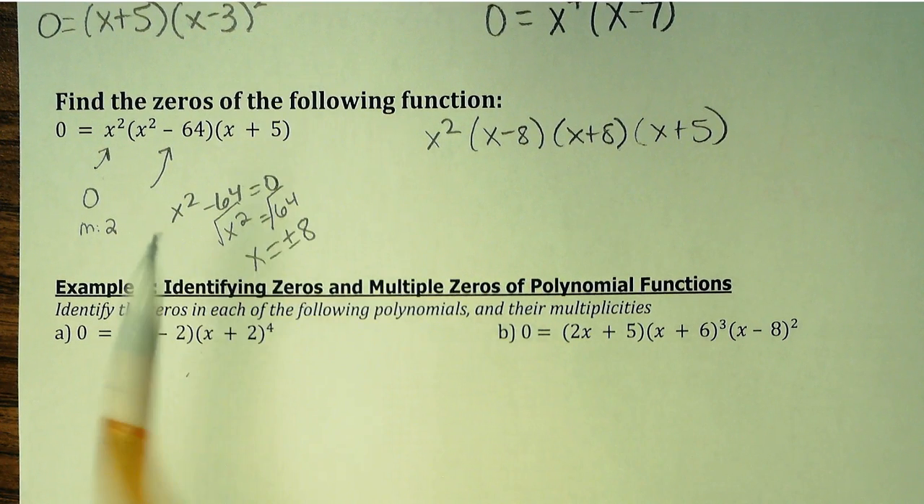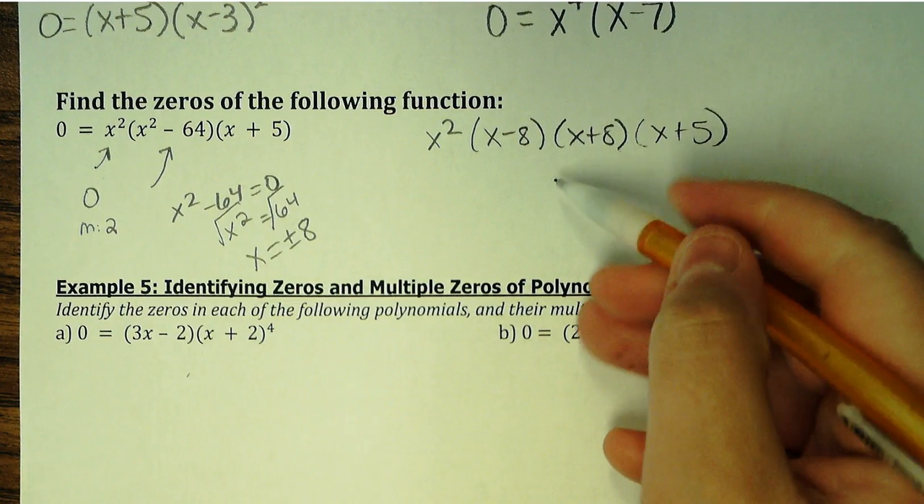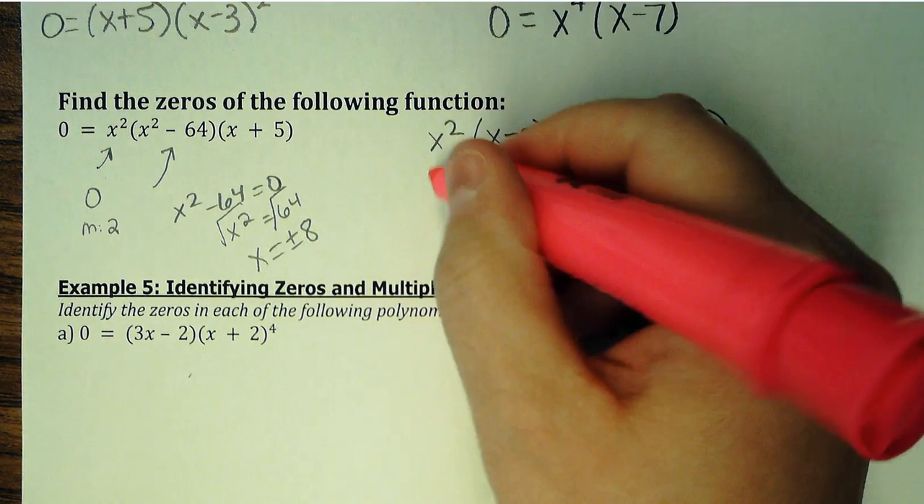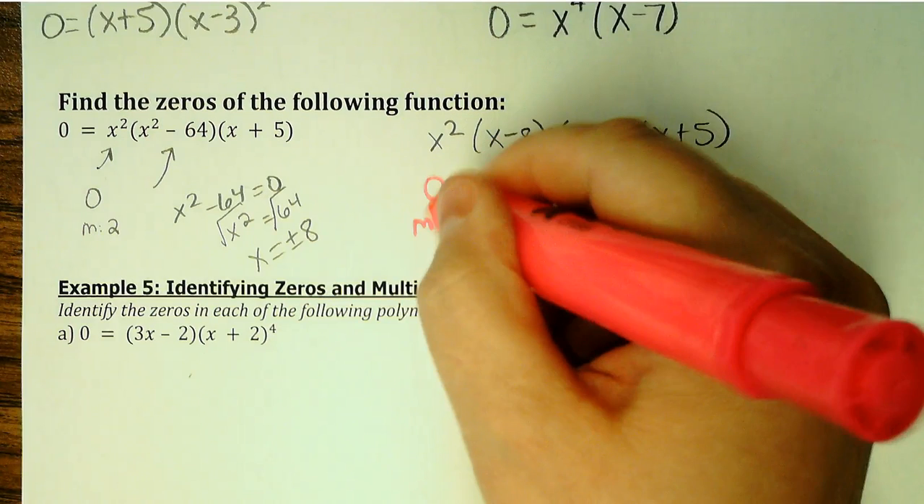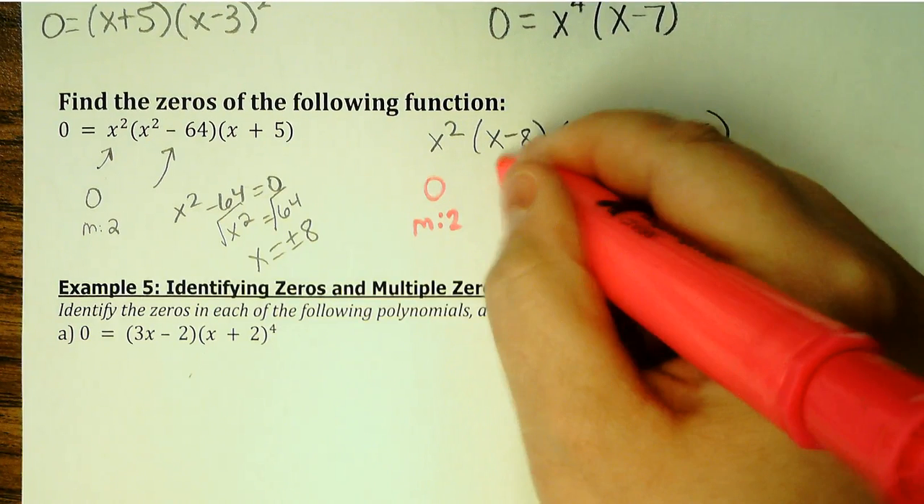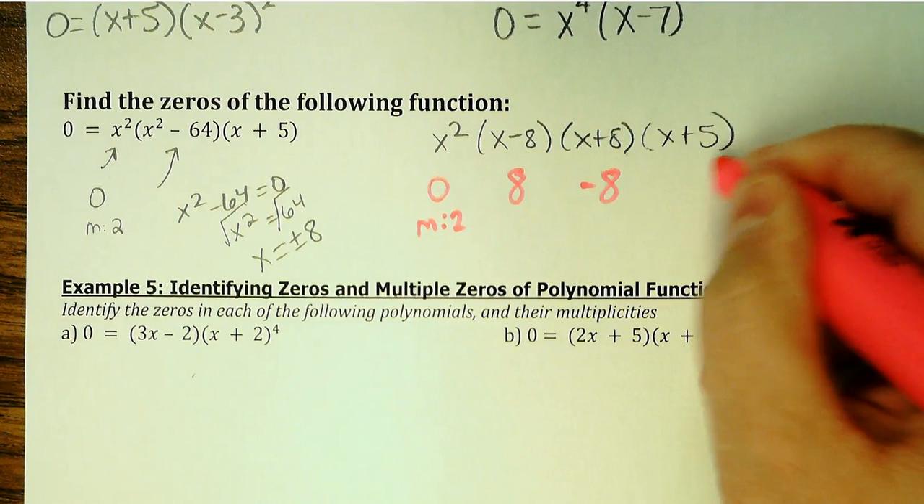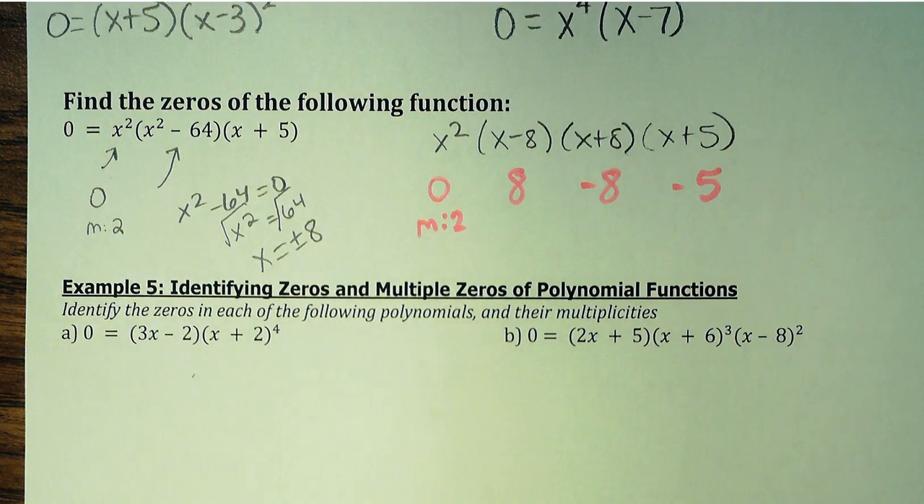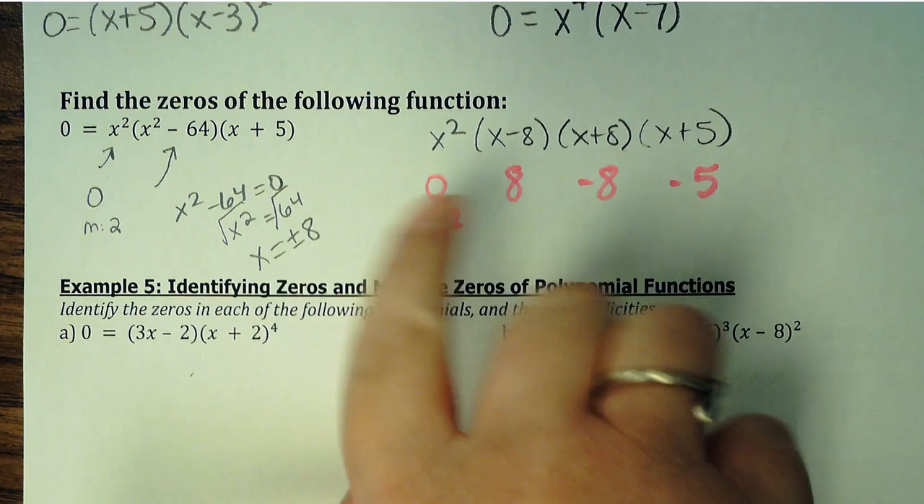So this is going to have 2 answers. The other way is what I just did here, is to write that in factored form. Okay, and you can get the same answers. So again, this is 0 multiplicity 2. This would be 8, this would be -8, and this would be -5. And we don't have multiplicities on any of those others because they just occur one time. So you don't write multiplicity 1, you just go ahead and write the 0. So this has 4 different answers.